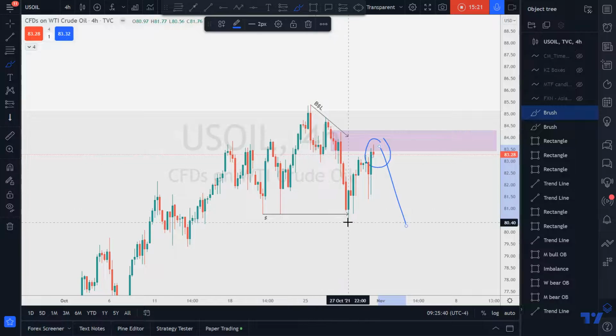We've already had a break to the downside, to the bearish side. So I'm looking at the probabilities. The probabilities are higher that price will continue lower. And that's what I'm looking for, and that's what I'm sharing with you.